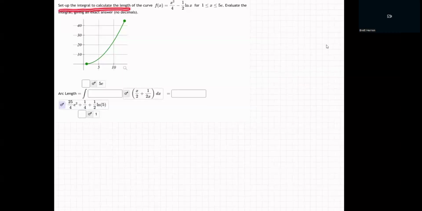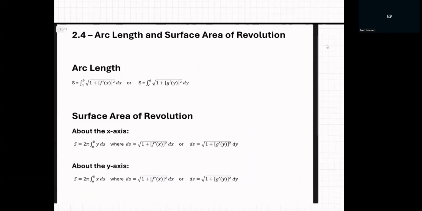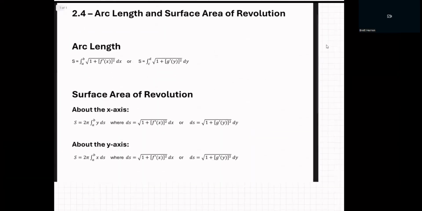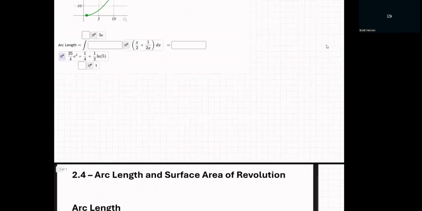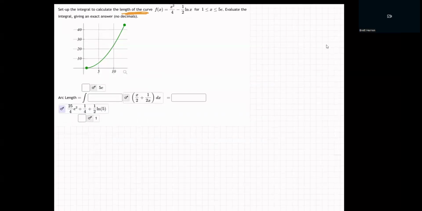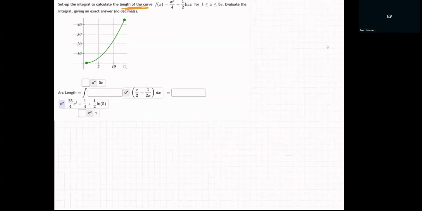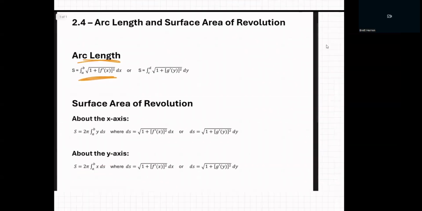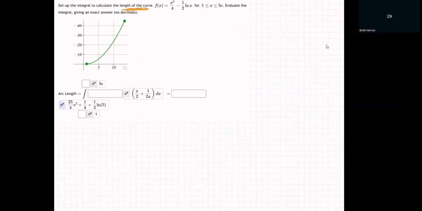Set up the integral to calculate the length of the curve, and they give us this formula for x between 1 and 5e. So it's a length of the curve formula. So we go down to the formula sheets on the home page, and we're doing arc length. I'll grab that one because we are talking about dx on this one.